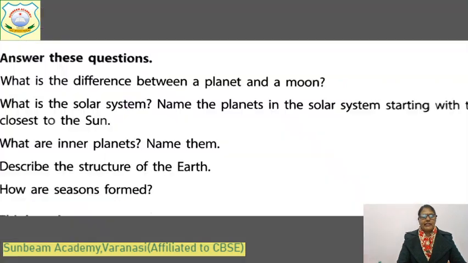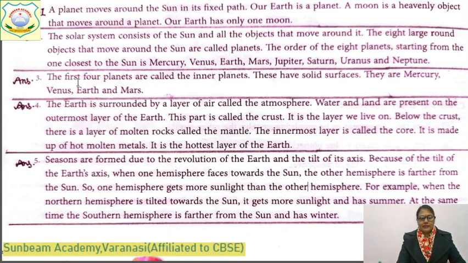The next question is, what are inner planets? Inner planets क्या होते हैं? मैंने बताया था ना, the 4 planets जो inside होते हैं, जिन पे surface है, जिस पे life होती है, they are called inner planets. Yes, the first 4 planets are called the inner planets. These have solid surfaces. इनके surface कैसे होते हैं? Solid हैं. And what are the names of these planets? Mercury, Venus, Earth and Mars. These are the inner planets.